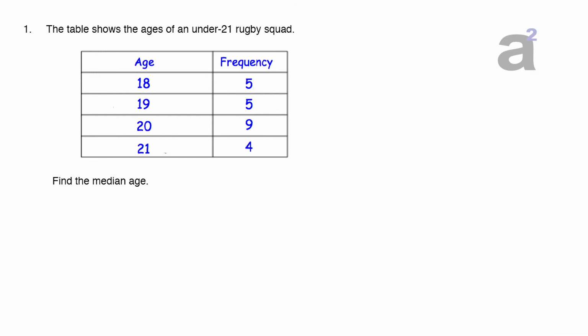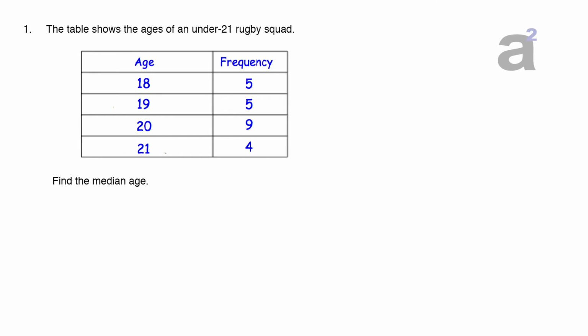Let's learn how to find the median from the frequency tables. See this table. The table shows the ages of an under 21 rugby squad. So this means, as I explained before, 18 is repeating 5 times. If you write it as raw data, you have to write 18 five times, and 19 five times. So that is reduced to a table. That's the meaning of this table.